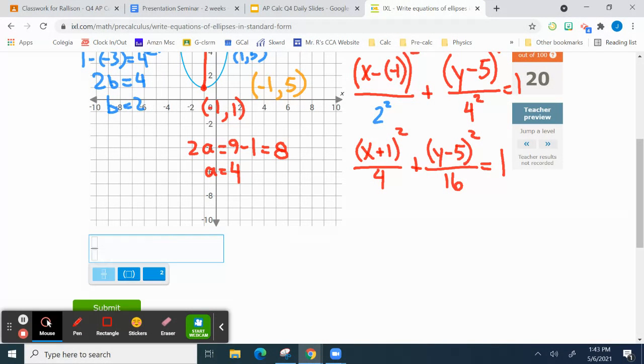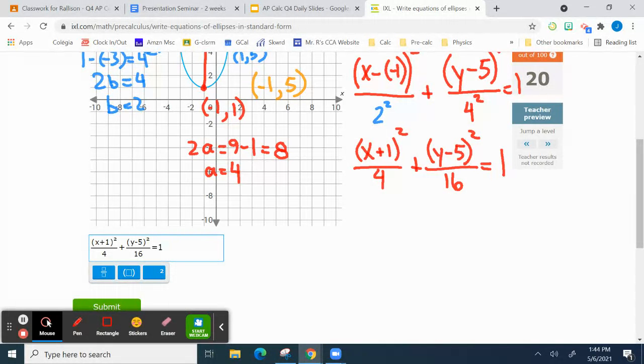Now we will go through the tedious process of doing this. (x + 1) squared over 4. 2 squared is 4, right? Plus (y - 5), moving the outside of the parentheses, squared over 16 equals 1. If I didn't make a mistake.